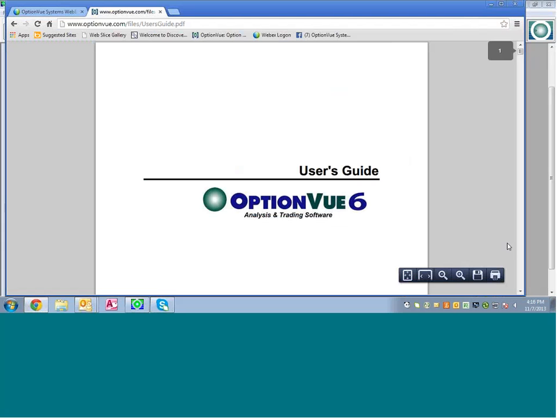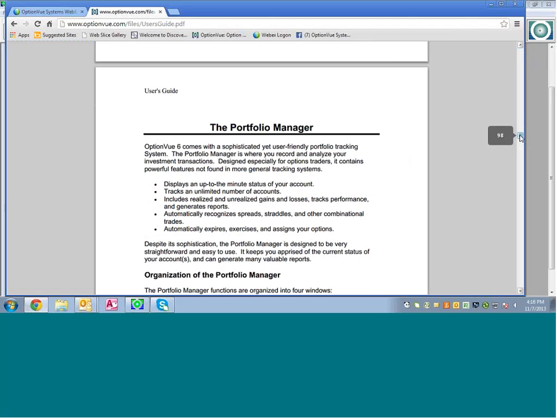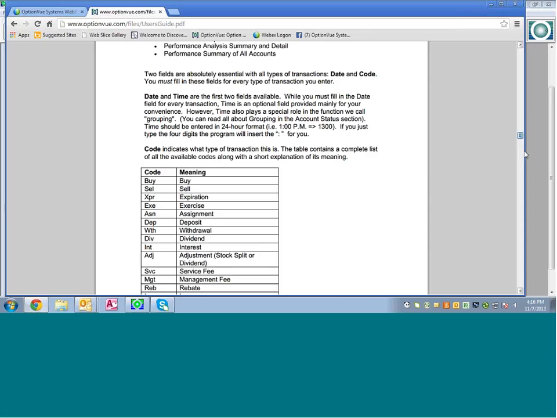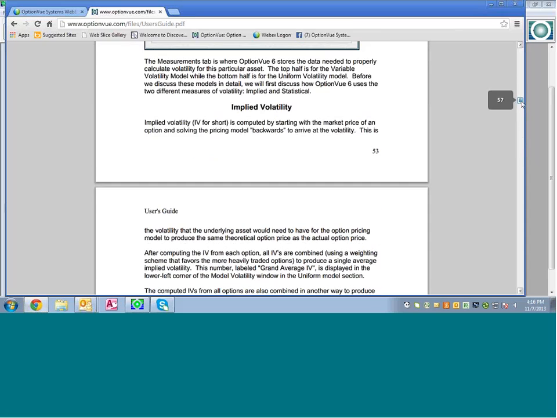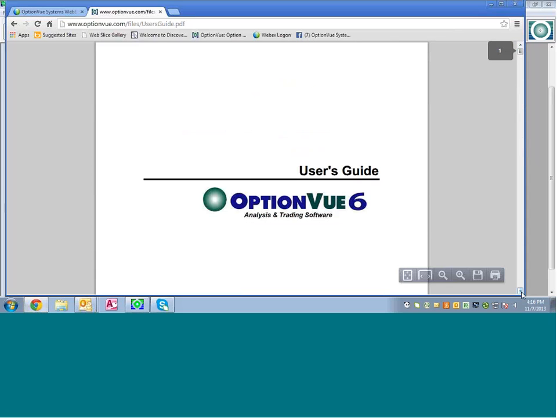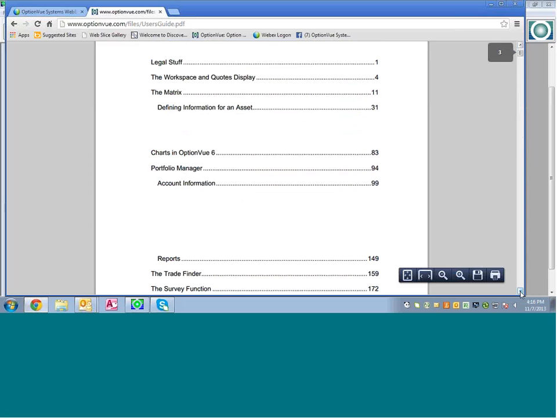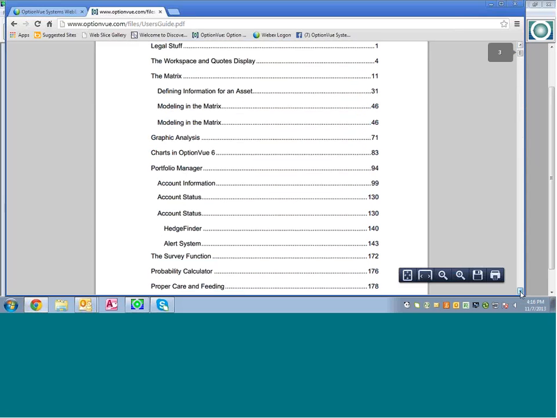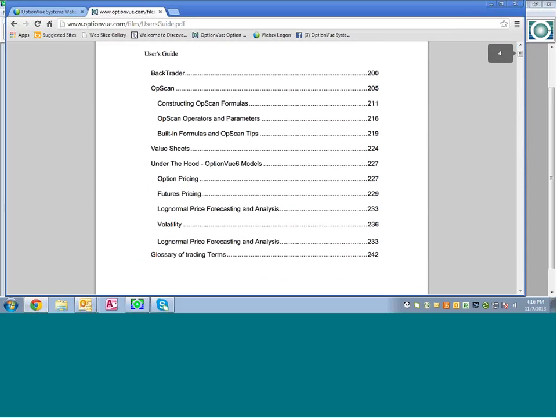If I click the User's Guide, we're in the process of making this up to date for OptionVue 7, but there is a full User's Guide that very much applies, even though it was for a previous version, OptionVue 6. It still applies today. You can read through and get an idea of reading more about the mathematical models, for example. The table of contents is right here, so you can pick different areas that you want to read about and learn about and study. And I would definitely recommend Under the Hood.